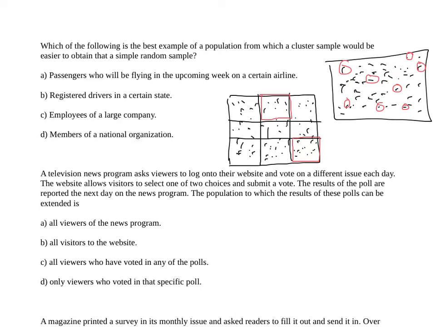And how do you make your clusters? What are your clusters? Your clusters are just your flights, right? Everybody who gets on one of those planes is inside one specific cluster. They're all brought together. They're easy to sample. You've got them all in a small area. You can ask them all a question really easily. And so that is why the best answer here is answer A, passengers who will be flying in the upcoming week on a certain airline. Make some clusters based on a few flights, and then you sample randomly within those clusters, right?